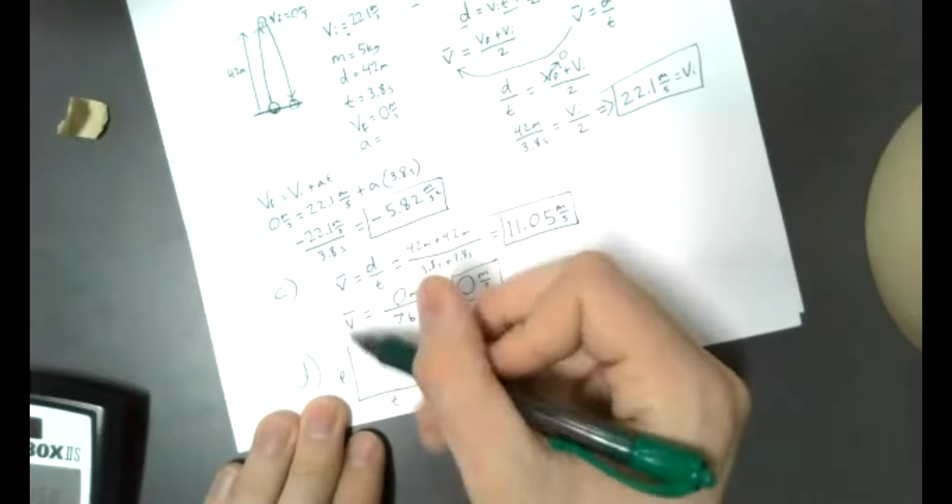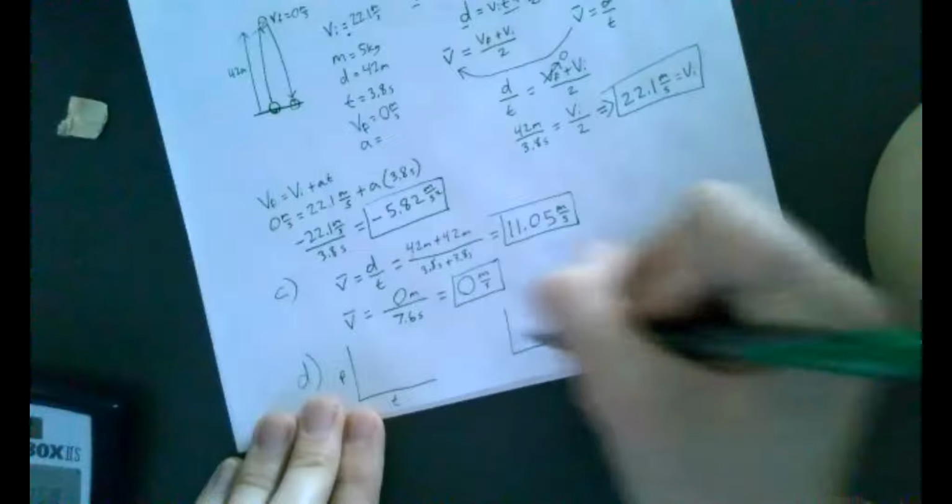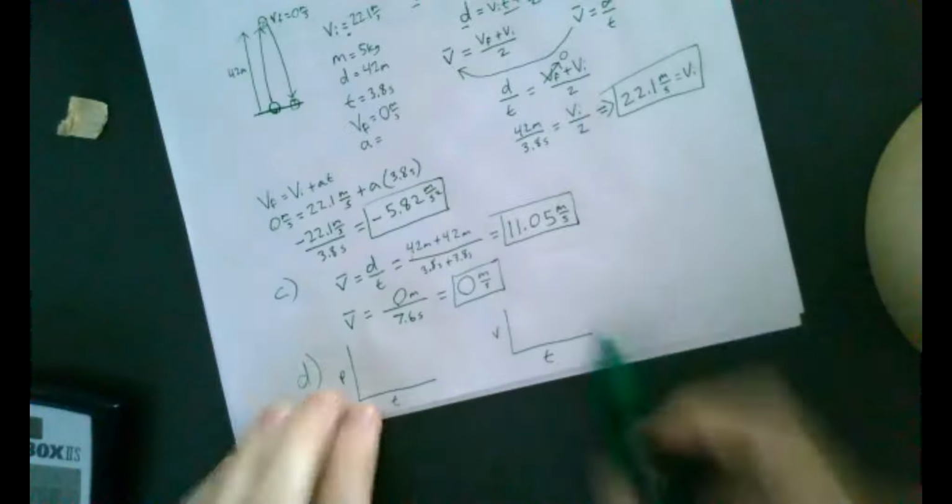So we want the displacement versus time, or the distance versus time, which is the same thing. And we want a velocity versus time.